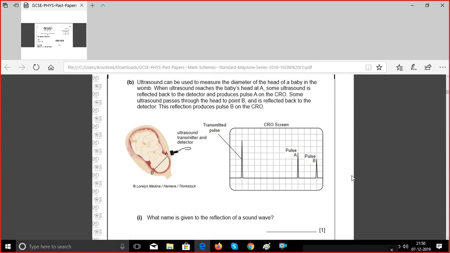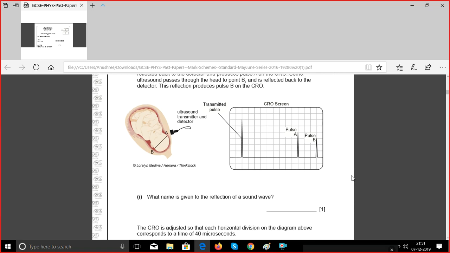Now part B. Ultrasound can be used to measure the diameter of the head of a baby in the womb. When ultrasound reaches the baby's head at A, some ultrasound is reflected back to the detector and produces pulse A on the CRO. Some ultrasound passes through the head to point B and is reflected back to the detector. This reflection produces pulse B on the CRO. What name is given to the reflection of a sound wave? An echo.